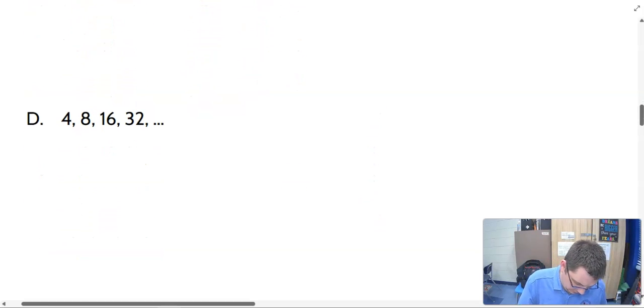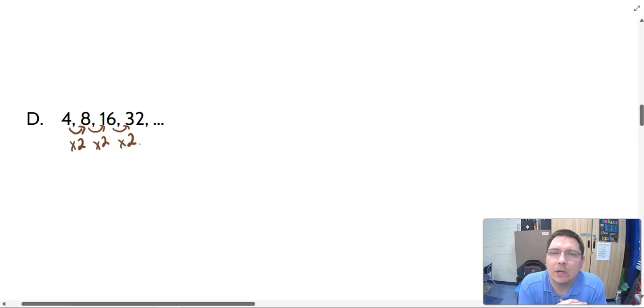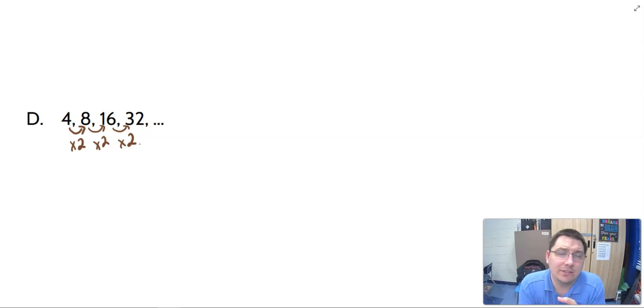In number 4, we look at 4 to 8 to 16 to 32. Well, we could look at this one of two ways. We could see that we go +4 and then +8 and then +16, so it's kind of like adding itself. Or we could also see that 4 times 2 is 8, and 8 times 2 is 16, and 16 times 2 is 32. And so it's not adding or subtracting the same value to go between each term. It's actually multiplication.